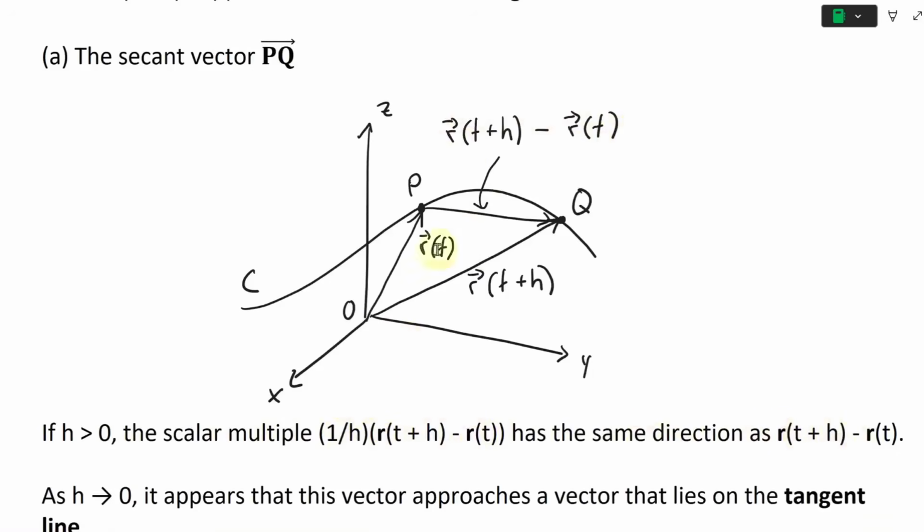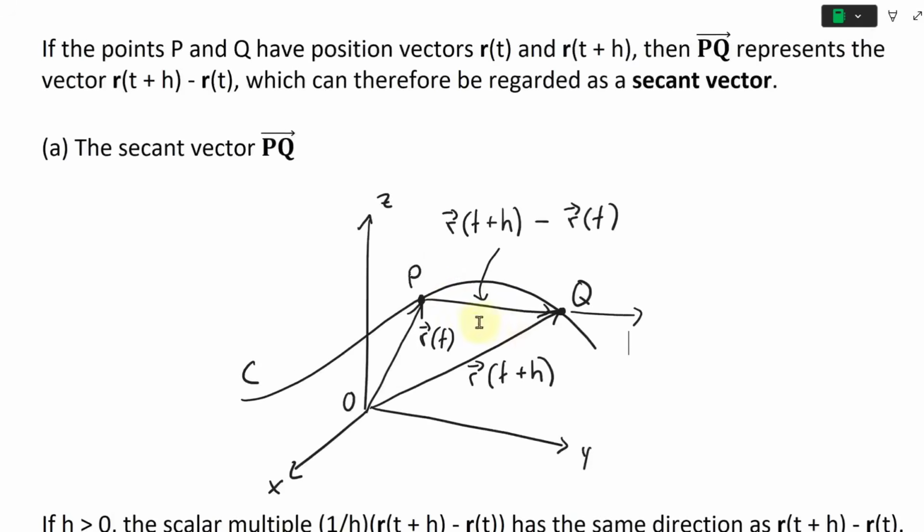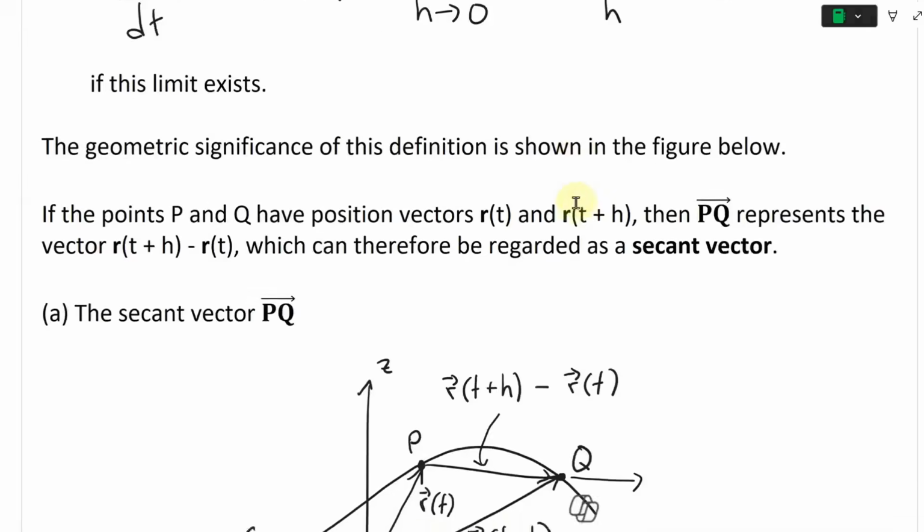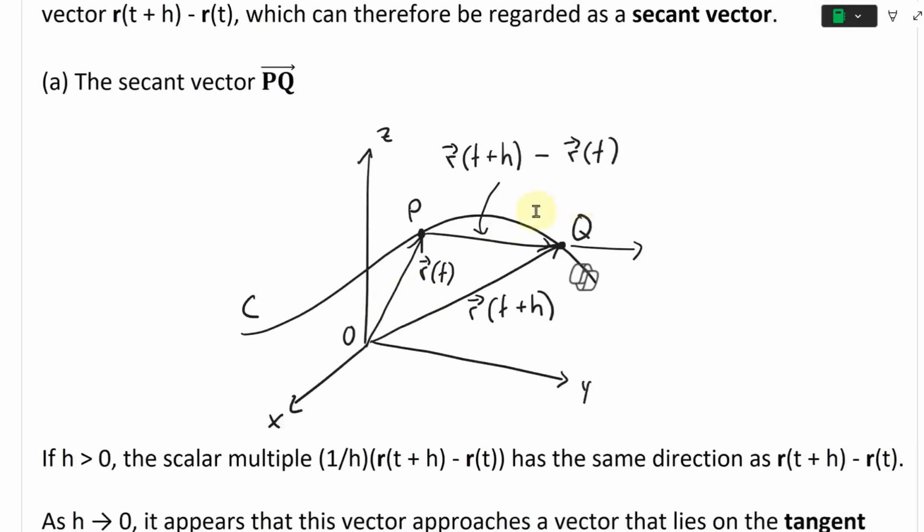So in other words, the secant vector multiplied by a positive number, that's just a scalar multiple, 1 divided by h, is in the same direction as the secant vector. Remember that the 1 divided by h is just part of the terms of the limit. When you multiply by 1 over h and it's positive, it doesn't change the direction, so it'd be the same one as this one here.